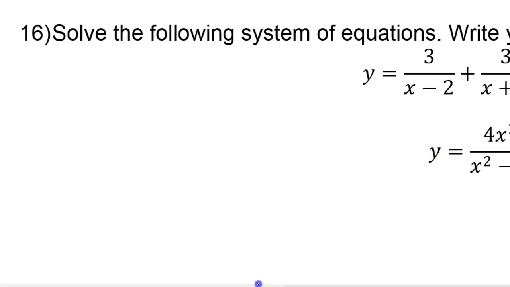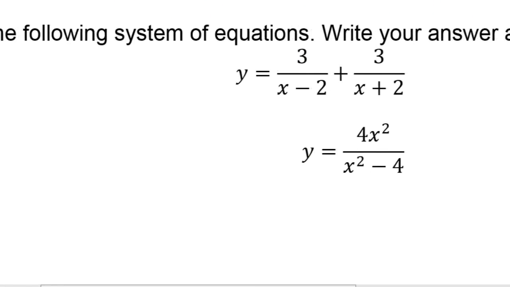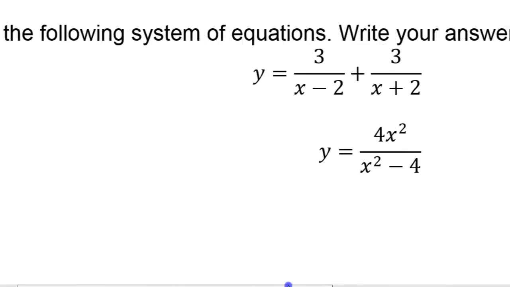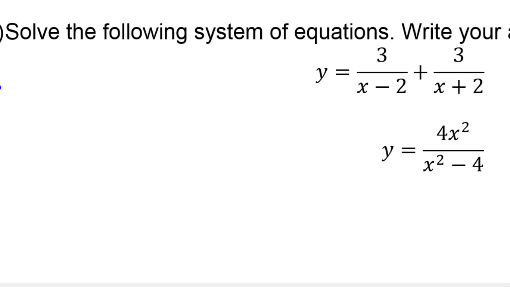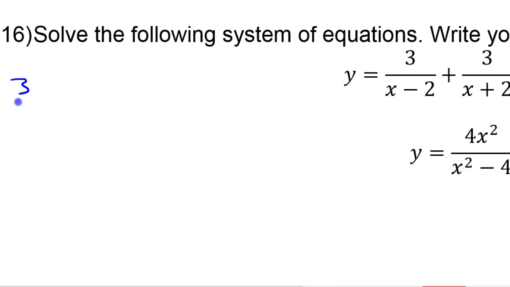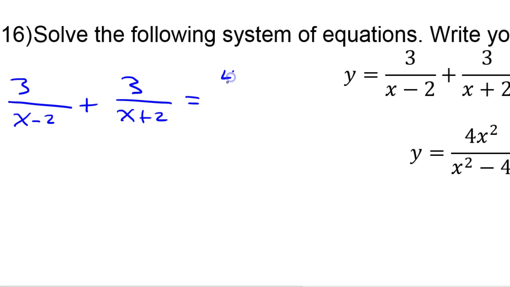Now on number 16, we're supposed to solve this system. So the way you solve a system is by setting those equal to each other. So I will have 3 over x minus 2 plus 3 over x plus 2 equal to 4x squared over, now I might as well go ahead and factor this. So x squared minus 4 is x minus 2 times x plus 2.